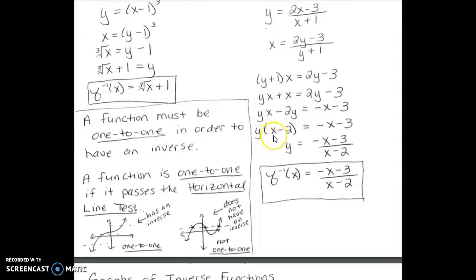Next we can factor out y, leaving x minus 2. This side does not change. And now I can divide by x minus 2 on both sides. So I have this minus x minus 3, and I'm dividing it by the x minus 2. And over here that would just cancel and leave me with just y. So once I have y by itself, we call that f inverse of x.